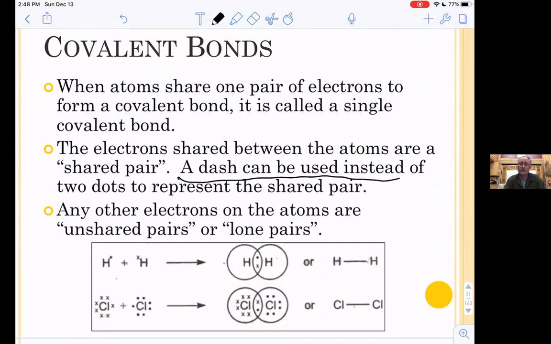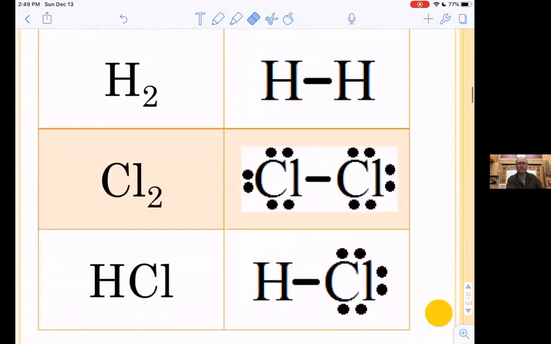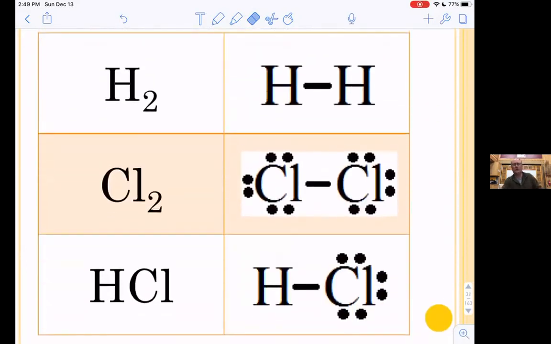If you see electrons between the atoms, those are called shared pairs. If you see electrons outside the shared pair of electrons, those are called unshared pairs, or what I'll term most of the time lone pairs. If you look at the chlorine atom down here, on each one of the chlorines, there are 3 lone pairs. So there are 6 electrons not involved in bonding. Those will play more of a role later on in the unit when we discuss polarity and the behavior of attractions between molecules. But for right now, we'll just call them lone pairs or unshared pairs.